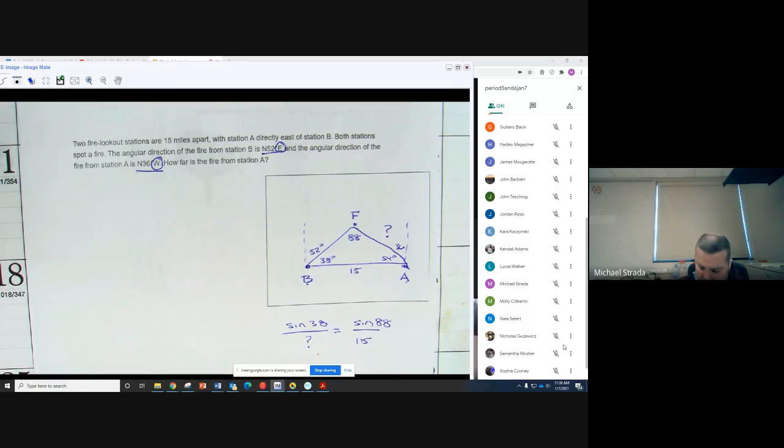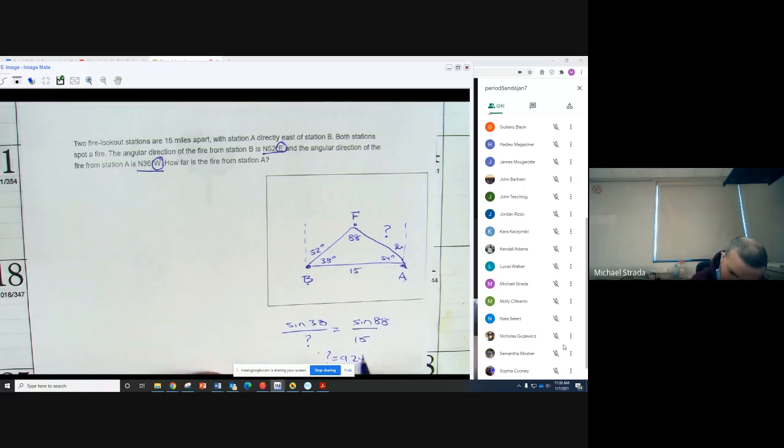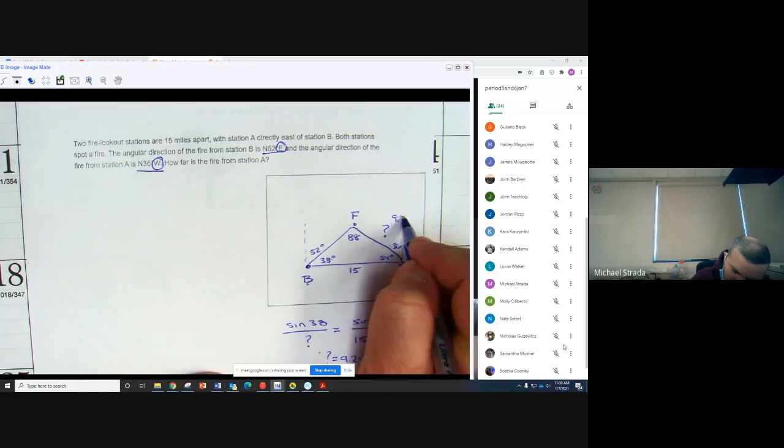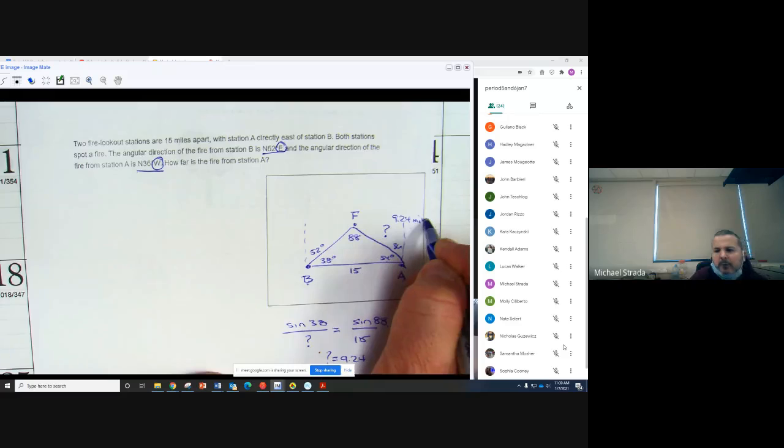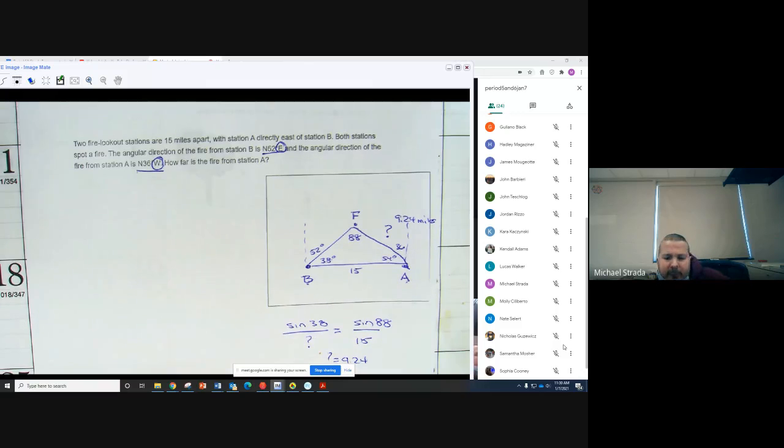And again, all we're going to do is cross multiply. 15 sine 38, divide that by sine of 88. And you're going to get the question mark to be about 9.24 miles. So we're just setting it up. Any questions thus far?